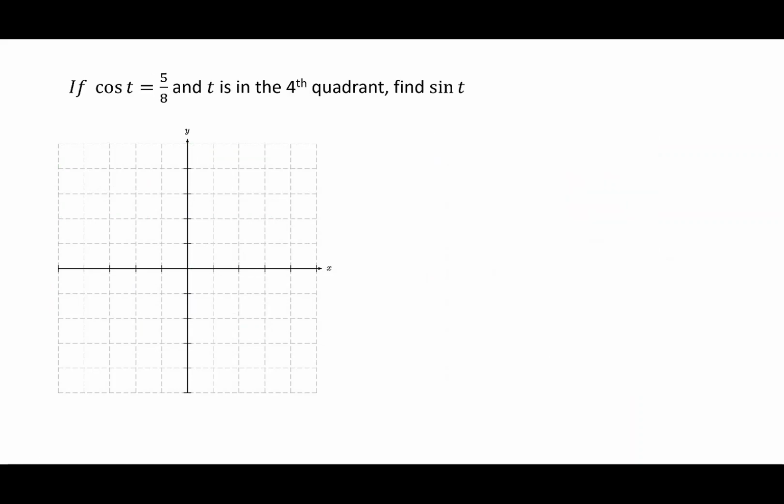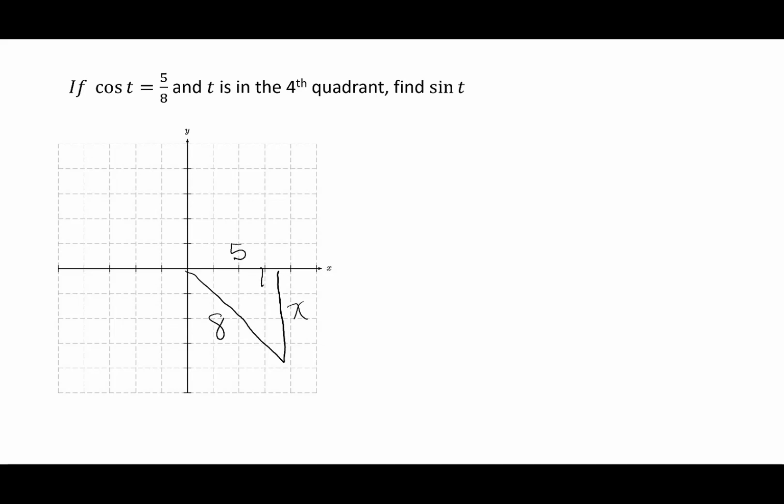Let's try this example. If cosine t is 5 over 8 and t is in the fourth quadrant, we want to find sine t. So we're going to draw in a reference angle. It's not going to be perfect, but it'll give us some idea of what we're doing. Cosine is the adjacent, so let's write 5, over the hypotenuse, 8. And because we don't know this value, let's call it x.